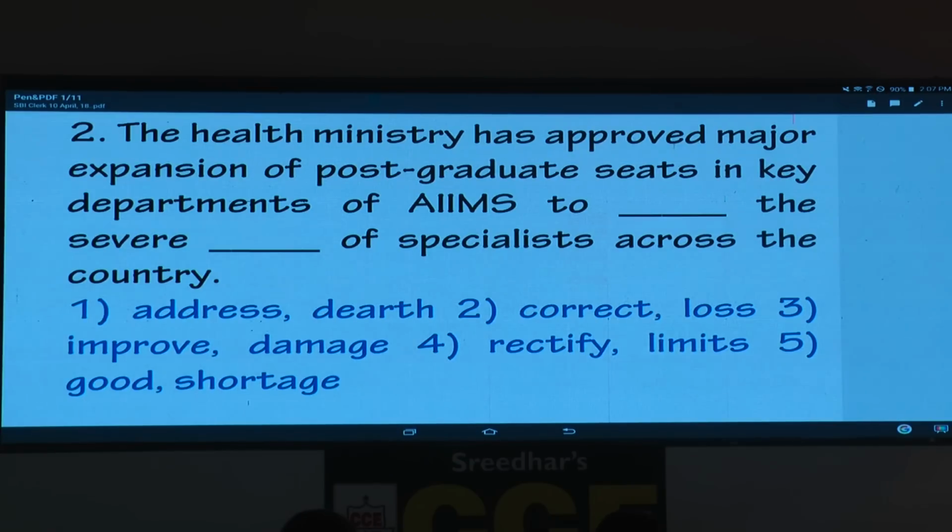The Health Ministry has approved major expansion of postgraduate seats in key departments of AIIMS, to do what? To something the severe blank of specialists across the country. Now here you have to choose a verb to do something, but all the 5 options, except how many options are there with the verb form? To address, yes. To correct, yes. To improve, yes. To rectify also you can consider, but to good, so the 5th option is ruled out. Now we have to decide based on the second word.